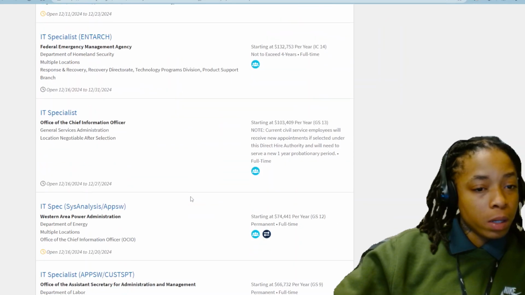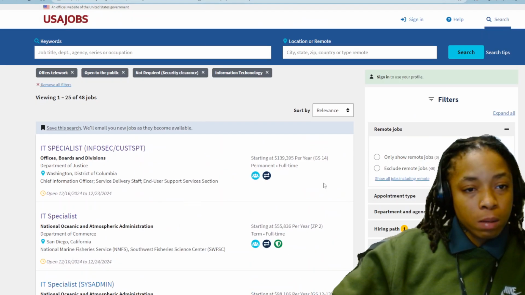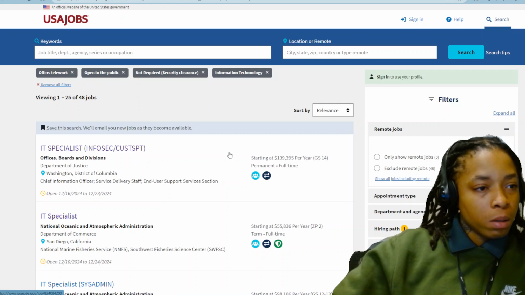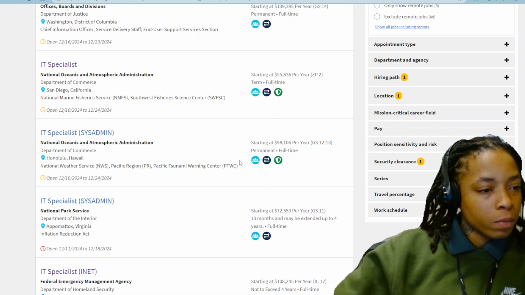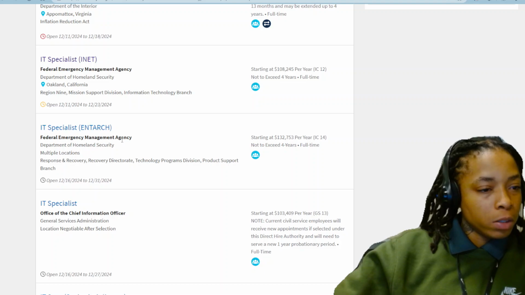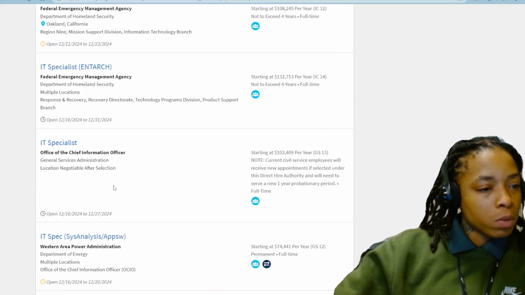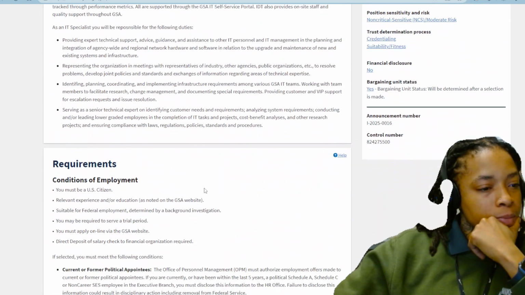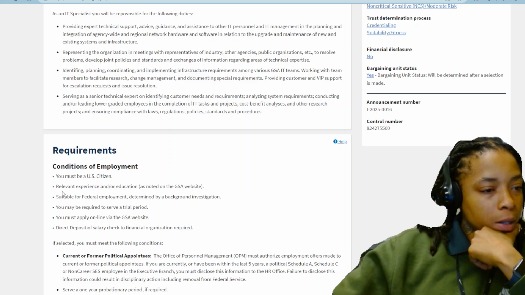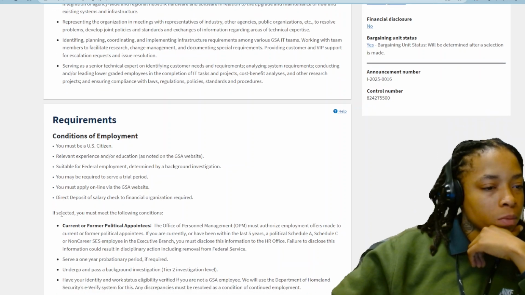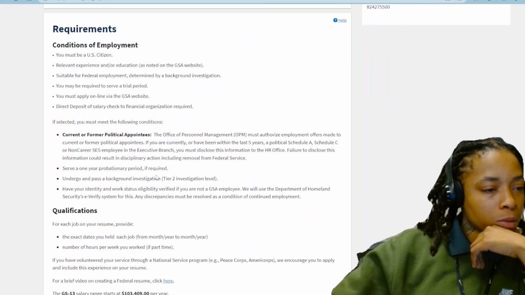This is where you look, because this is USAJobs, so this is the one no matter where you at. But they also have one for D.C. government, Maryland government, Virginia government. Like this Homeland Security job, this one just says straight up IT specialist. Requirements: U.S. citizen, relevant experience or education. Trial period.